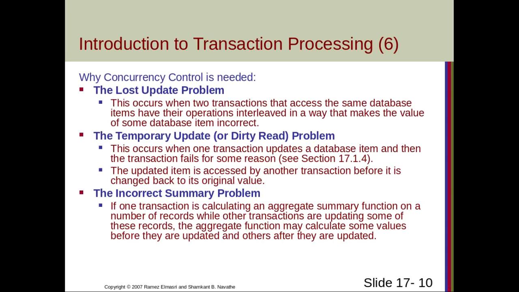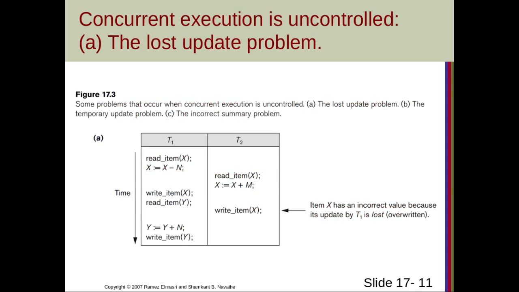What is the lost update problem? This occurs when two transactions that access the same database item have their operations interleaved in a way that makes the value of some database item incorrect. I will show you how a lost update happens. This is the lost update problem.